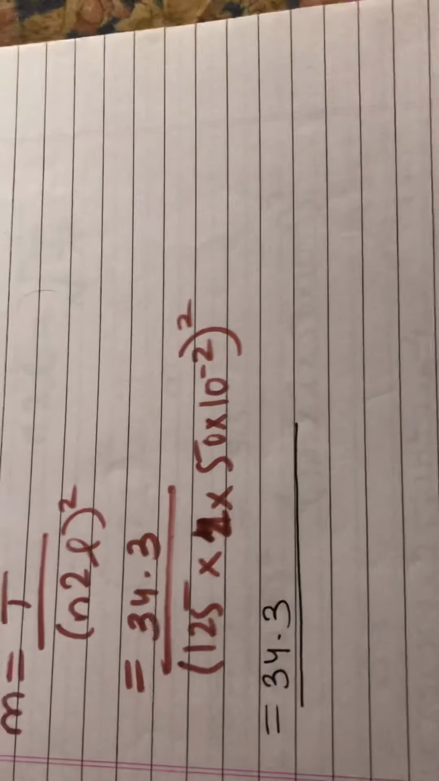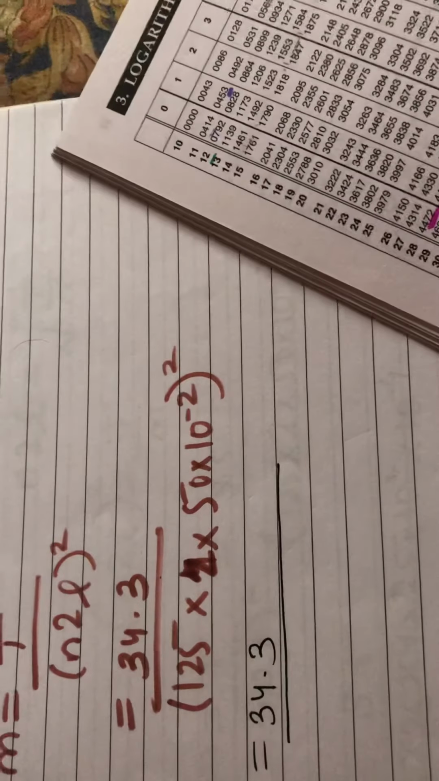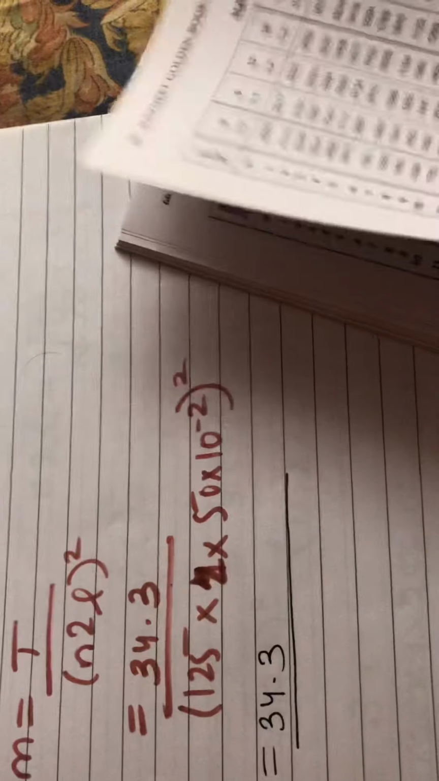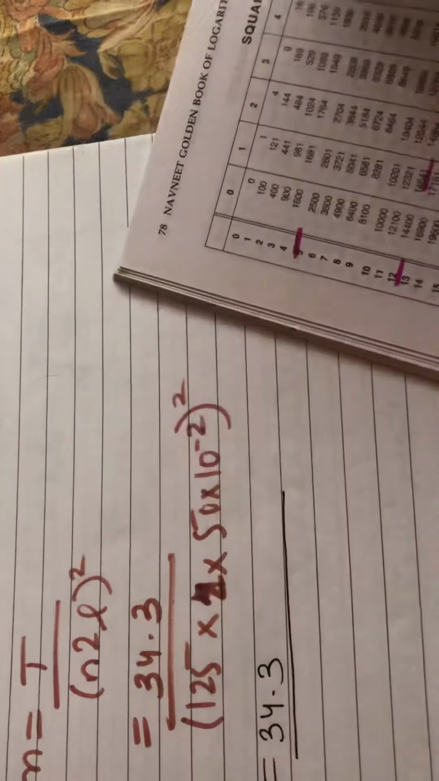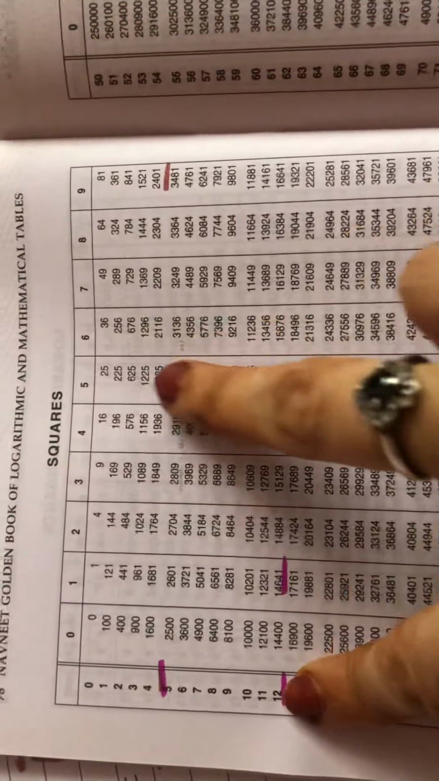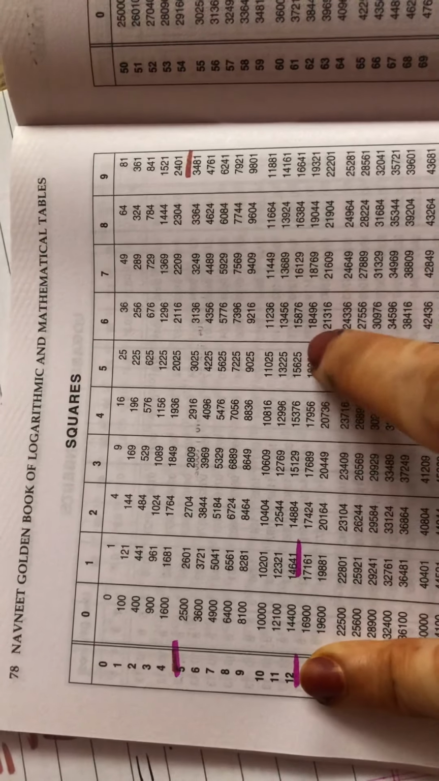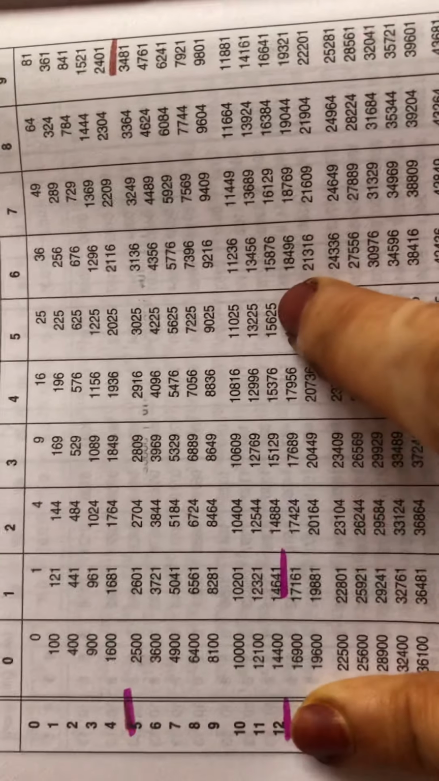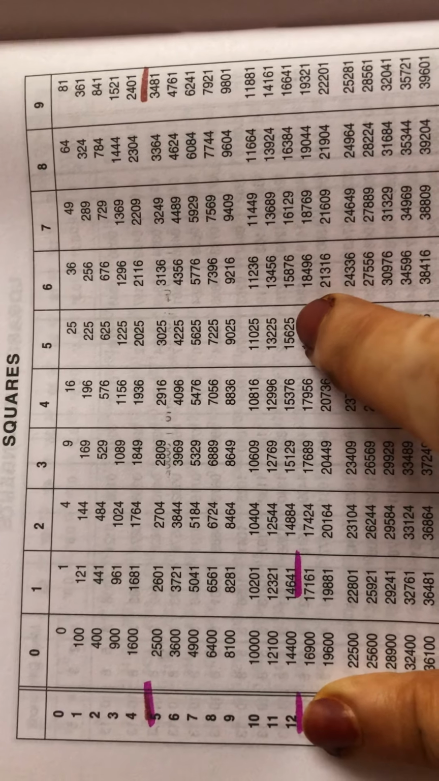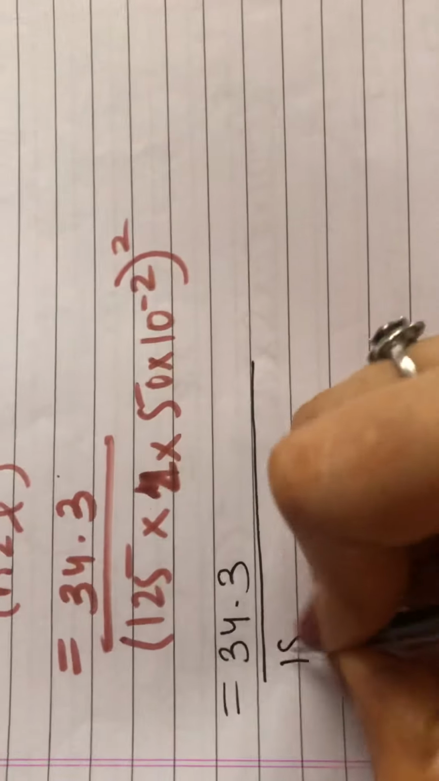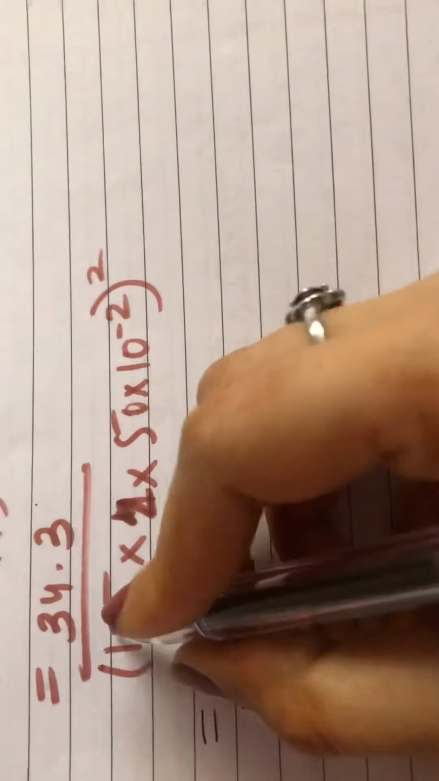If you want to find 125 square, most of the students will just start doing multiplication of 125 into 125. The easy step is to open the squares part in your logbook. We check 125 square, that is 15625. So 15625 is the square of 125.